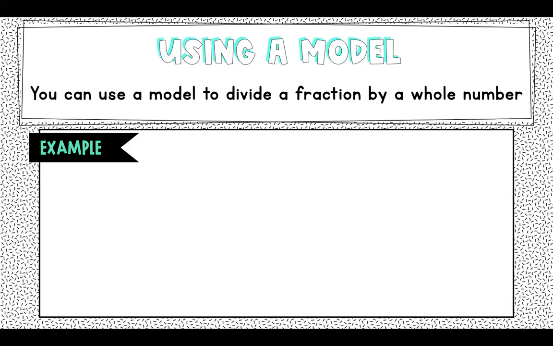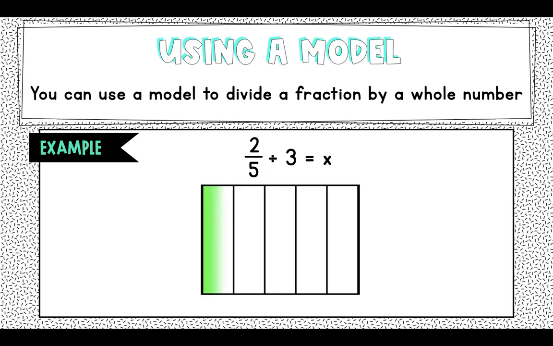Let's start by using a model to divide a fraction by a whole. In this example, I have 2/5 divided by 3 equals x, and I want to solve for x. So I'm going to use a model and start by modeling 2/5. I'm going to create a whole, split it into fifths, and then color in 2 of them. Now I want to split the 2/5 that I have shown into thirds. To do this, I'm going to draw horizontal lines to split this whole in the fifth into thirds.